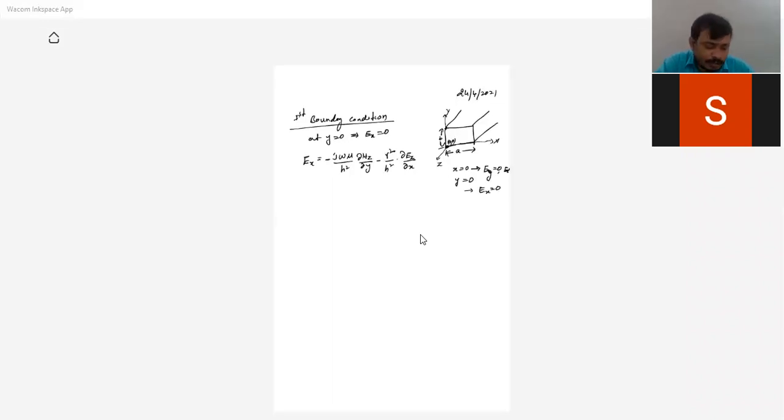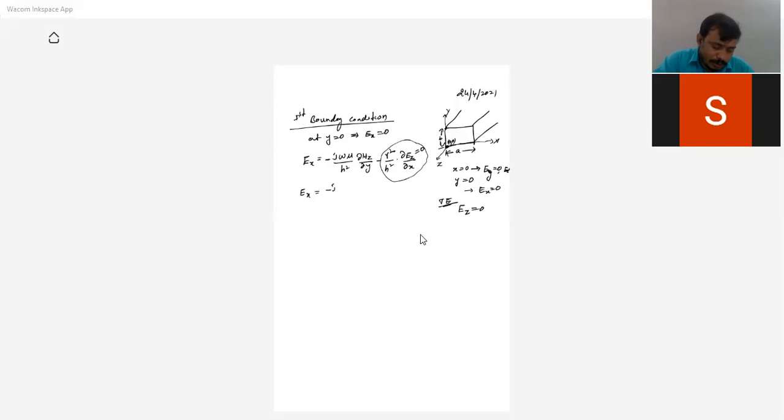So at y equal to 0, that means in the y-axis, ex component is 0, right? Now I am taking the ex equation. From the previous equations, ex is minus j omega mu by h square dou hz by dou y minus gamma square by h square dou ez by dou x. In TE mode, already we know ez is 0, so this component is 0. So we have only ex.